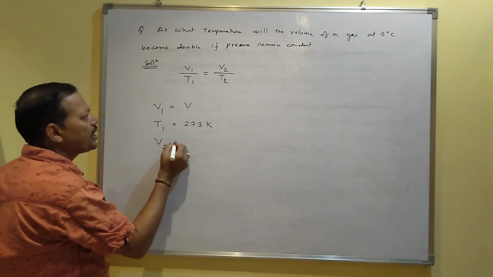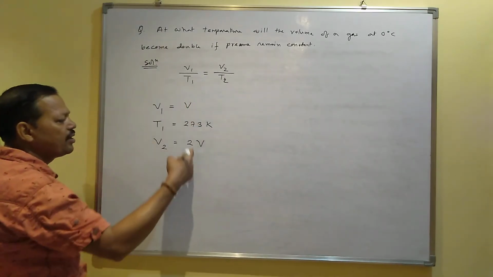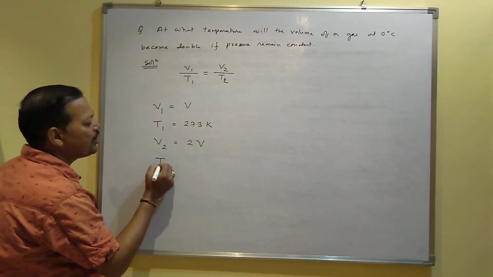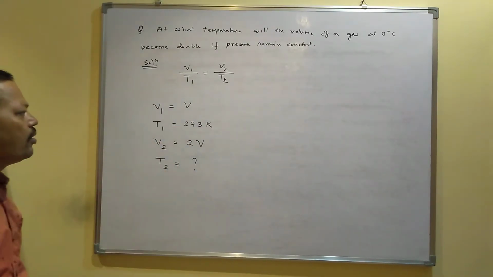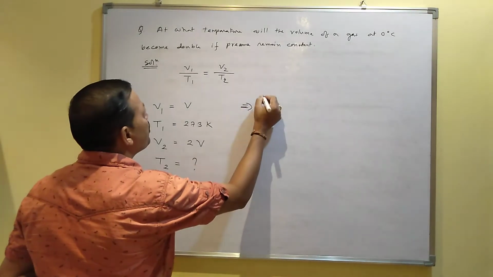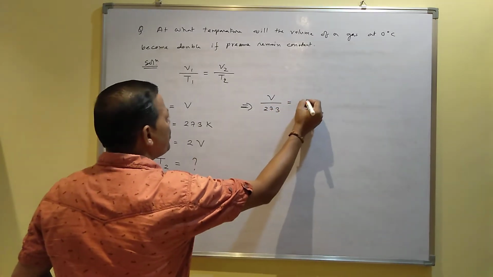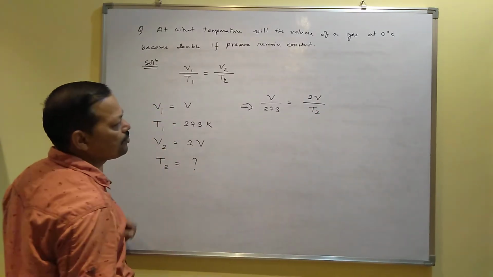So V2, the second volume, you have to make double, twice V. If the initial is V, then the final volume will be twice V. And you have to find out the second temperature, at which the volume will be double. So if you put these values in the equation, V1 means V, T1 is 273, V2 means twice V, and T2 you have to find out.